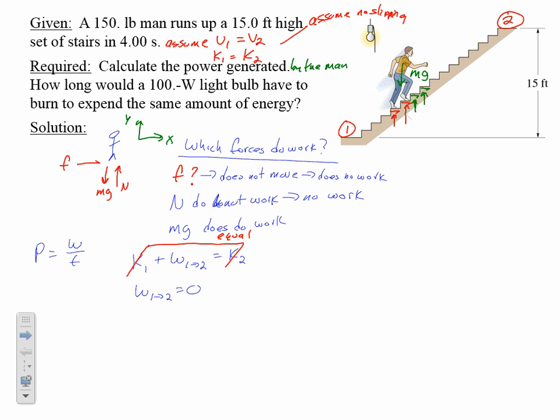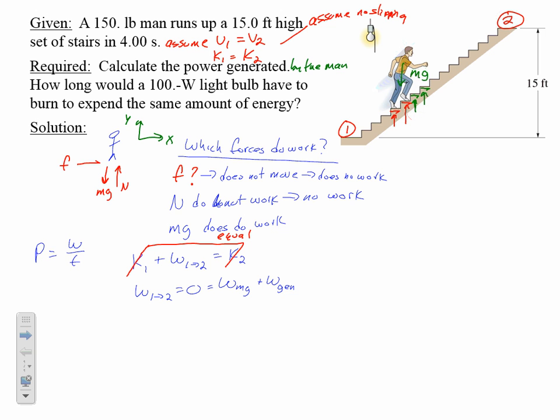And we've already said that the mg does work, so there is going to be work on the man done by the mg force that's not 0. So there has to be another force, another work term that adds to that work of the force of gravity, so that it cancels out. And I'm going to say this is the work generated by the man. This is the work that the man is doing as he walks up the steps.